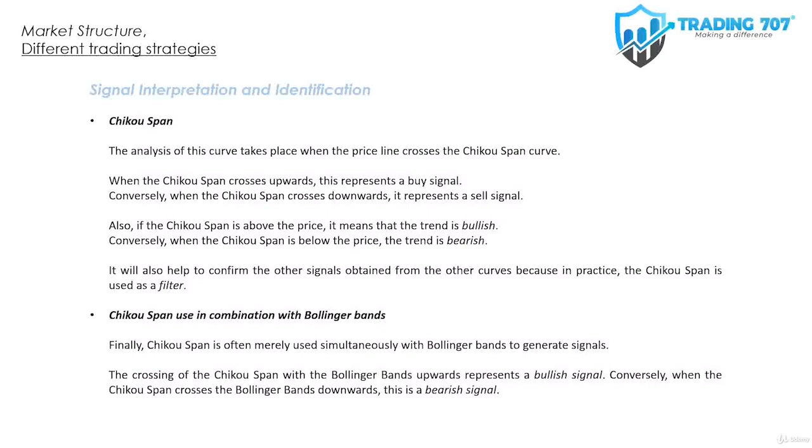Also, if the Chikou span is above the price, it means that the trend is bullish. Conversely, when the Chikou span is below the price, the trend is bearish. You have to know that the Chikou span can be used in combination with the Bollinger Band. The crossing of the Chikou span with the Bollinger Bands upward represents a bullish signal. Conversely, when the Chikou span crosses the Bollinger Band downward, this is a bearish signal.